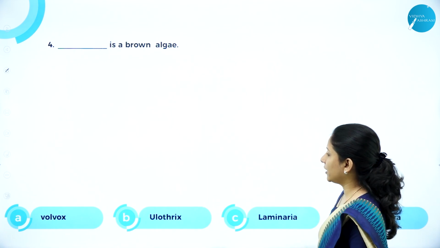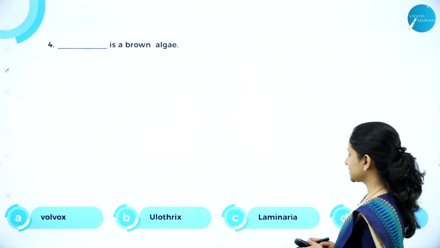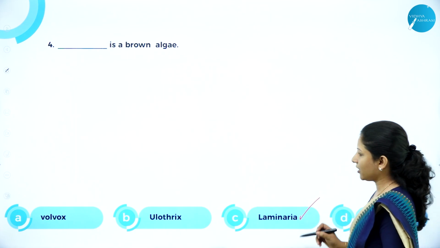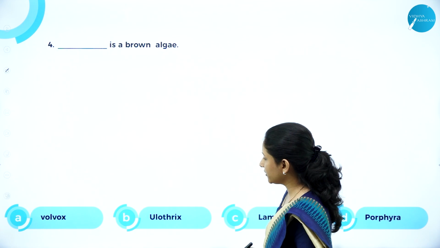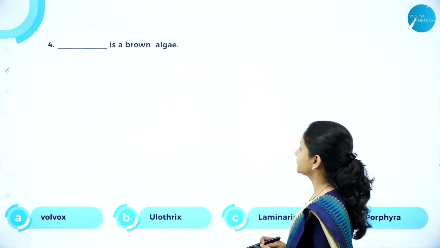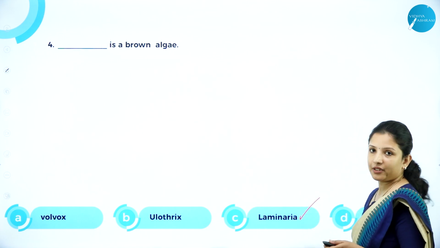Dash is a brown algae. Is it Volvox, Ulothrix, Laminaria or Porphyra? So the right answer here is Laminaria, because Volvox is a green algae, Ulothrix again a green algae, and Porphyra is a red algae. So therefore brown algae is Laminaria.